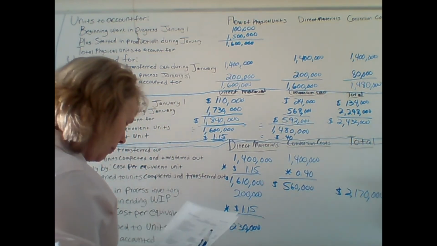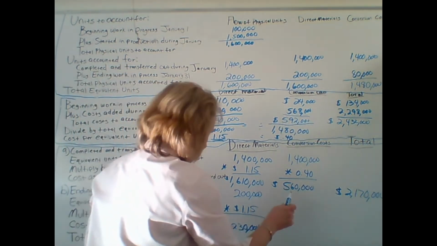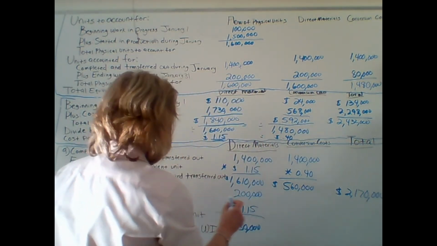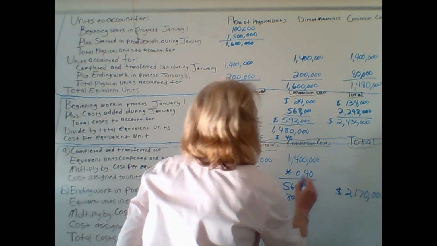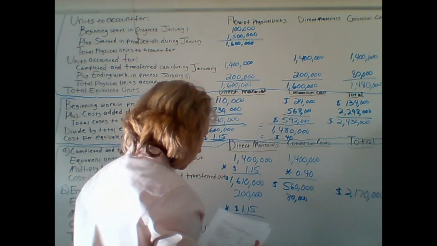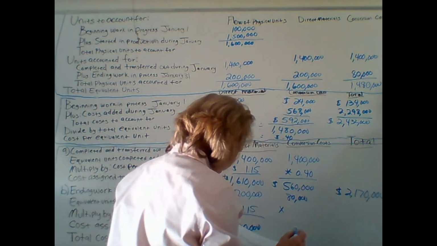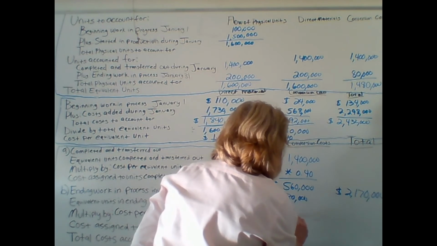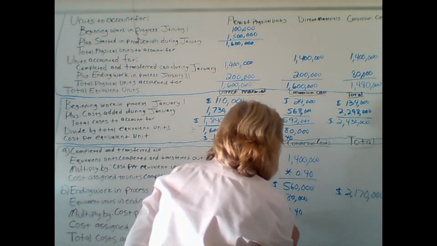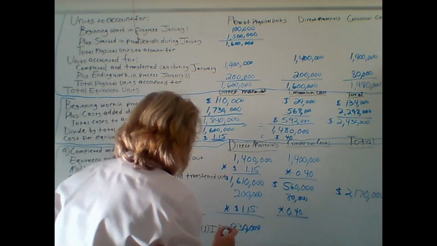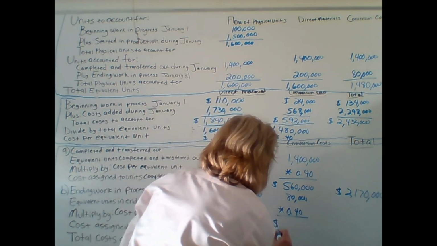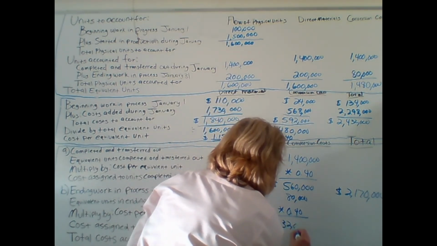Now I work on my conversion costs. I'm going to take the 80,000 now. Okay? This is 80. I got that from here. And then I multiply that by 0.40, and that gives me, put the dollar sign in. Here's the dollar sign of 32,000.